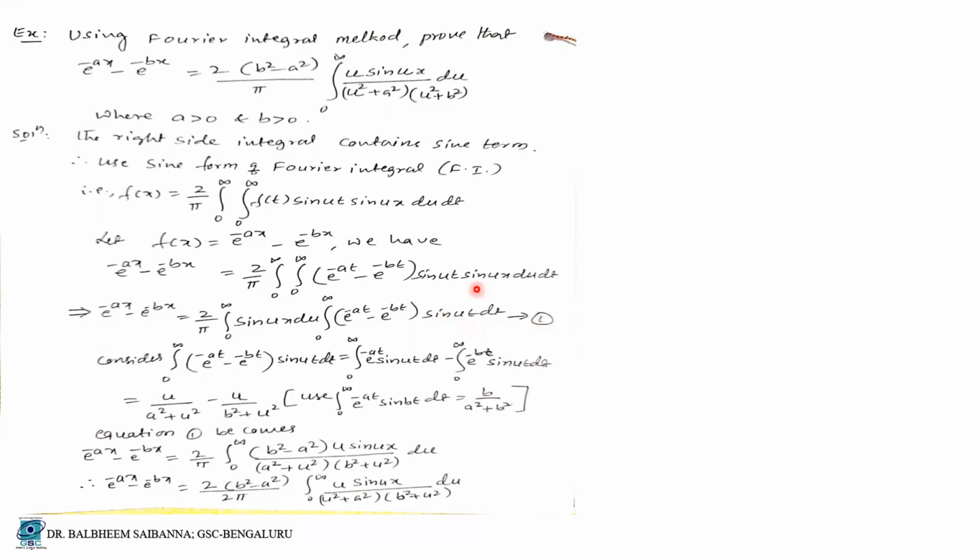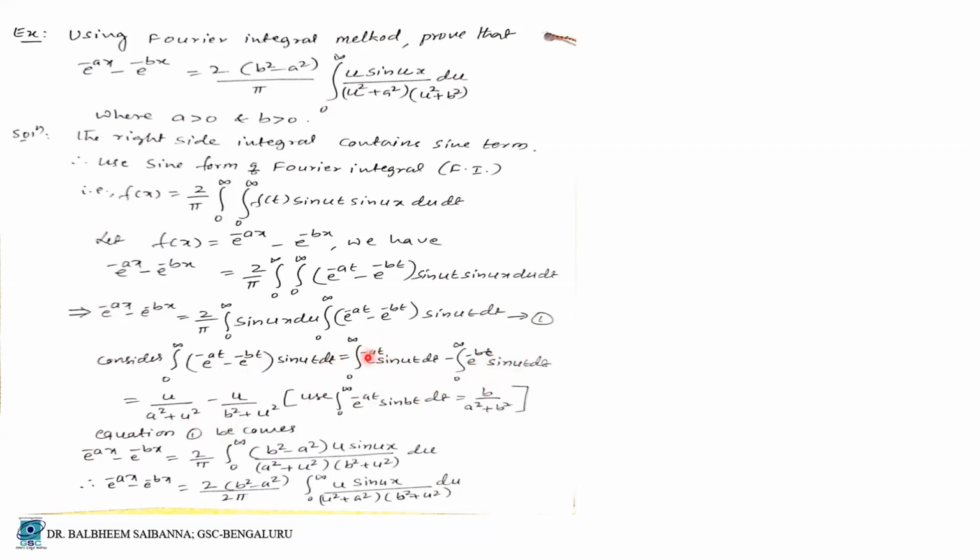Now we consider this integral only. What is the value of this integral? If we find the integral value, then we substitute it in equation 1. That's all. Now, integral 0 to infinity e to the power of minus at minus e to the power of minus bt sin ut dt. Here e to the power of minus at multiplied by sin ut dt, you will get the first integral, and minus e to the power of minus bt multiplied by sin ut dt, you will get another integral.